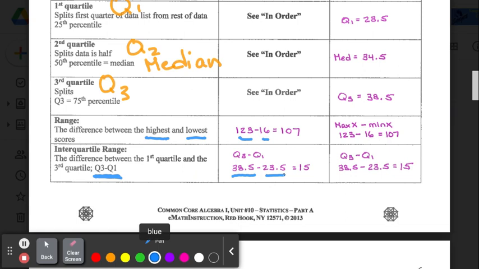You can do this by hand anytime, but the next video will go into how to do this using your graphing calculator. It's much quicker and you don't have to put the numbers in order, which is much easier.